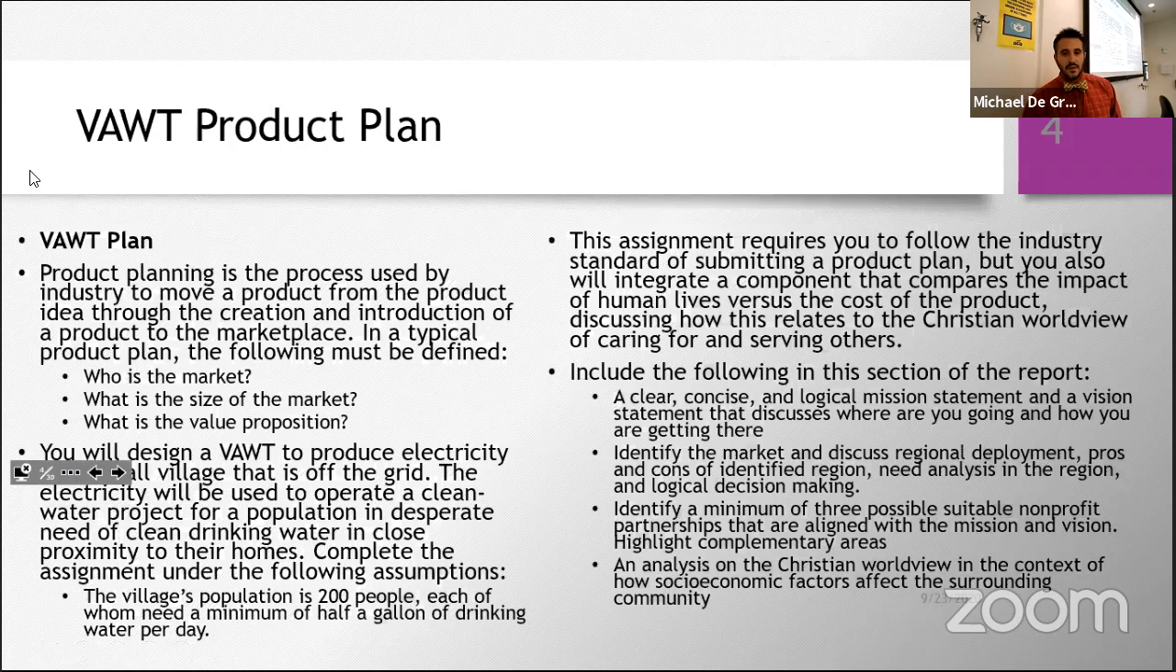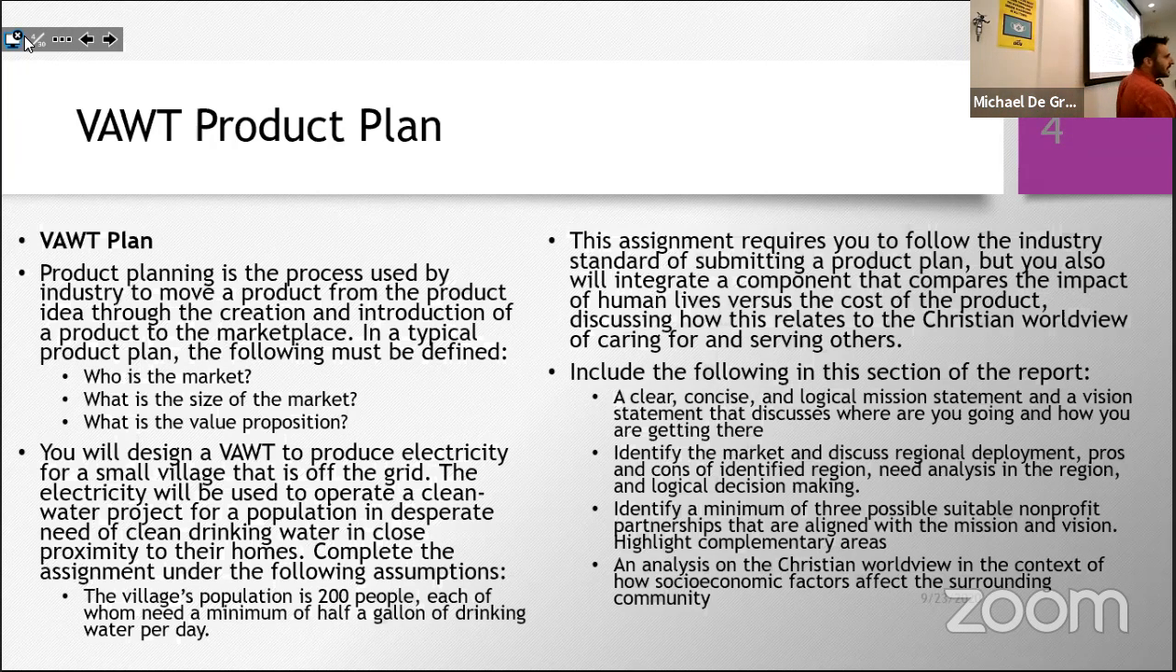So the VOT plan, right? Product planning is the process used by industry to move a product from the product idea through the creation and introduction of the product to the marketplace. In a typical product plan, the following must be defined. Who is the market, right? So where are you trying to bring your product? What is the size of the market? How big is the population you're trying to bring this to? What is the value proposition? Not just financially, not just what's your return on investment, but how do you also improve the surrounding communities, right?